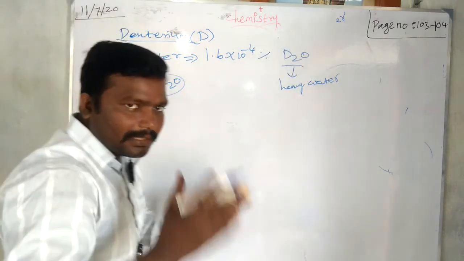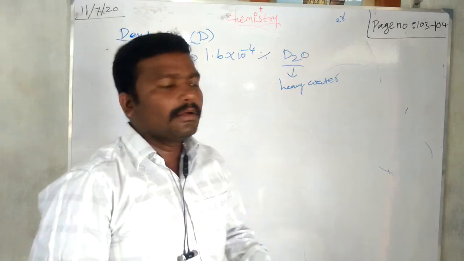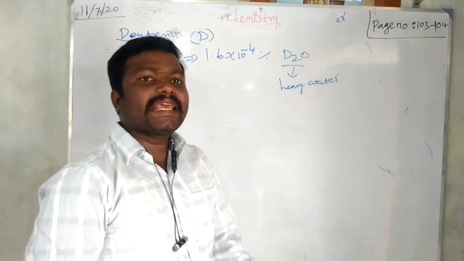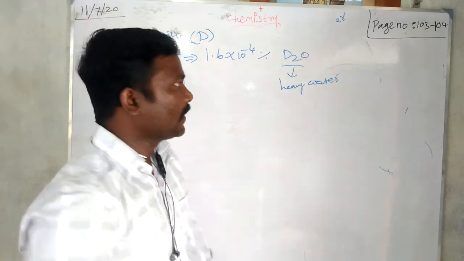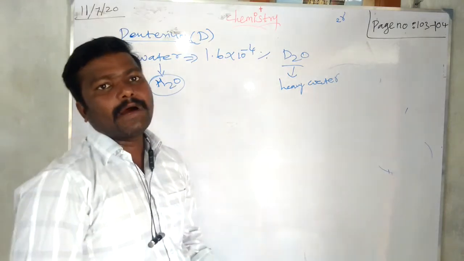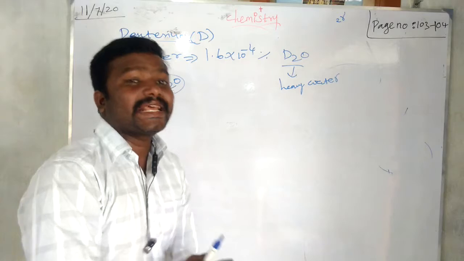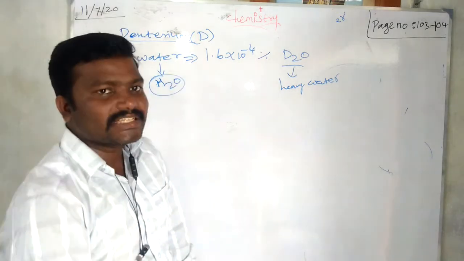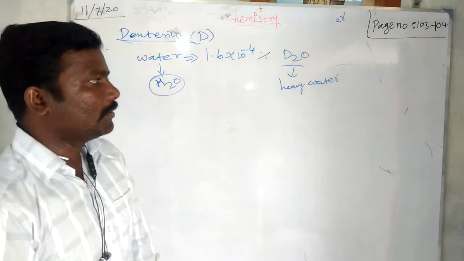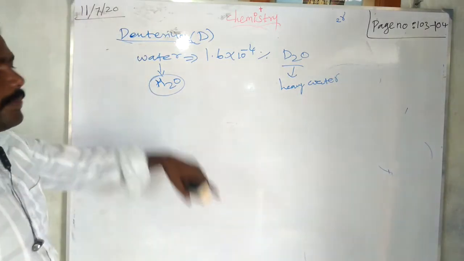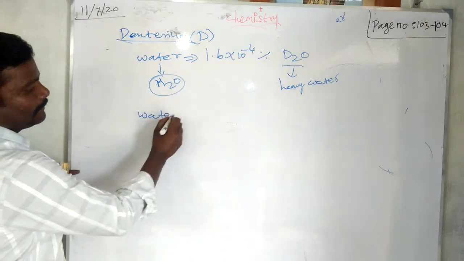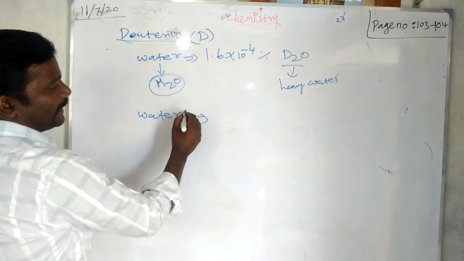So hydrogen, protium, used in the water means H2O. D2O means heavy water, right? So if you take normal water, in that 1.6 into 10 power minus 4 percentage of heavy water is also present. So in that we can remove the normal water, remaining we will get only heavy water. That heavy water undergoes electrolysis. Electrolysis means, the first method we used to prepare the hydrogen, you know, passing current through the anode and cathode, right? So in that method we can prepare the deuterium. So we will take the water and we will electrolyse.